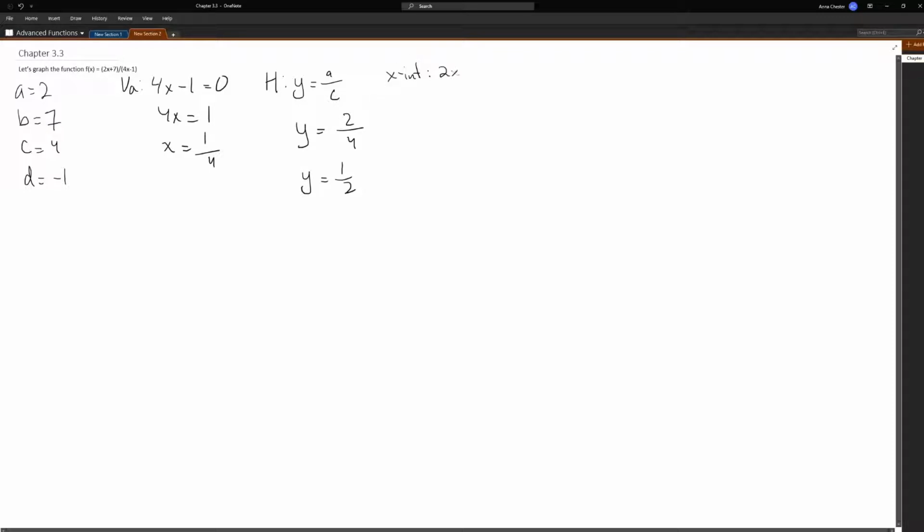Now our x-intercept is when the numerator is equal to 0. So we have 2x plus 7 is equals to 0, so 2x is equals to negative 7, x is equals to negative 3.5.